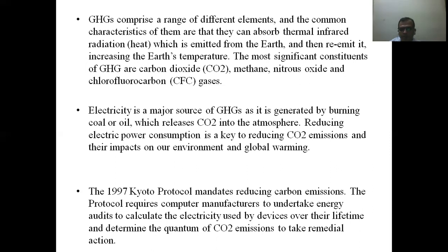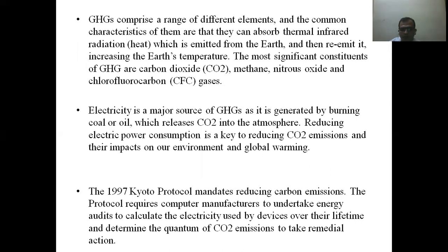So the Earth's temperature will increase. Reducing electric power consumption is key to reducing CO2 emissions and their impacts on the environment and global warming. When you minimize the energy consumption, obviously the CO2 emissions will be reduced, and then the global effect will not be affected much.